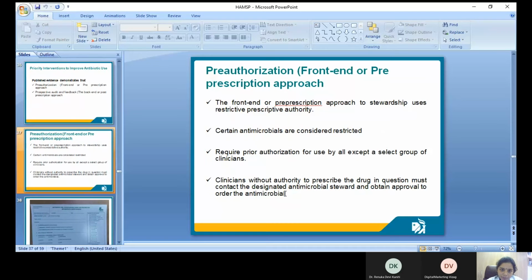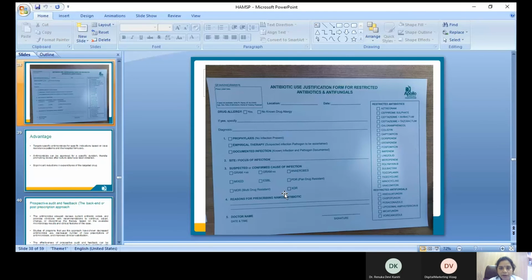Pre-prescription or front-end or pre-authorization approach. So here, this is a restrictive prescriptive authority. Certain antimicrobials are considered restrictive in this method and require prior authorization for use by all except a selected group of clinicians. So clinicians without authority to prescribe the drug in question must contact the designated antimicrobial stewardship team before obtaining the approval for the antimicrobial. So we can prepare our own antibiotic restriction form.